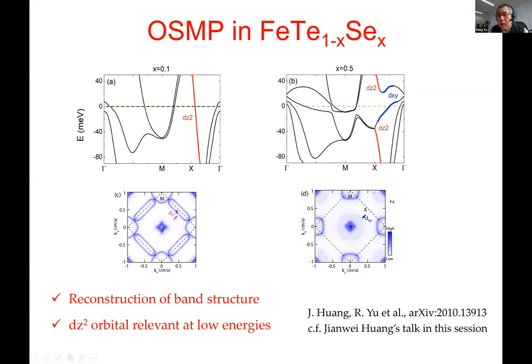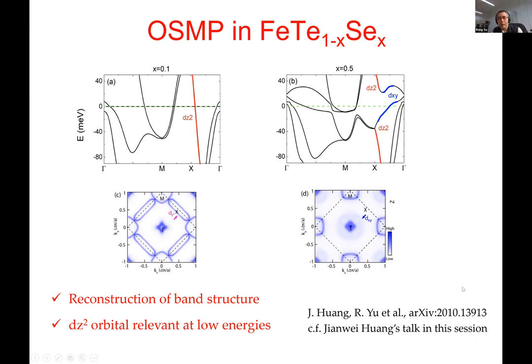zone center to here. Then we see that once the dxy orbital becomes strongly renormalized, this will actually push the dz square to be closer to the Fermi level. And for x equals 0.1, when the system is inside this orbital selective mode phase, the dxy orbital becomes totally incoherent. And then this will lead the dz square band to cross the Fermi level, which gives rise to the reconstruction of the Fermi surface.